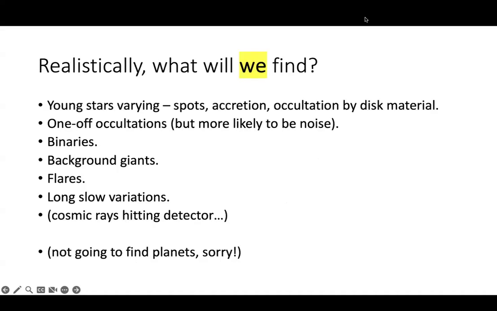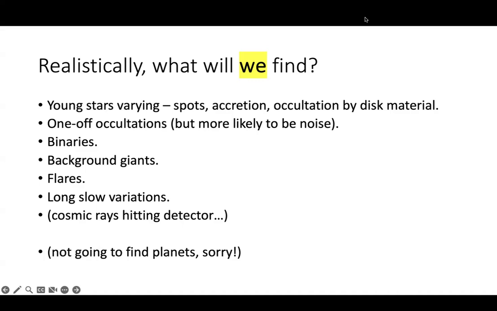So realistically, in the context of the kinds of projects that I do with you guys, it's usually young stars varying due to spots or accretion or occultation by the disk material, the circumstellar disk material. Sometimes we can find one-off occultations, but usually if we find those kinds of excursions, it's more likely to be noise. We find lots of binaries. We find lots of background giants. We find lots of flares. We find lots of things that are long, slow variations that we can't always figure out why it's doing that. We just see the long, slow variations. We find lots of cosmic rays hitting the detector.